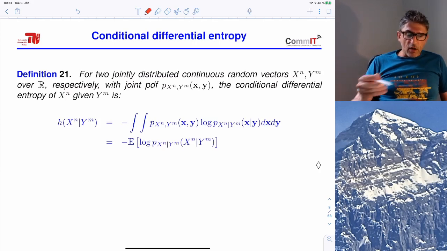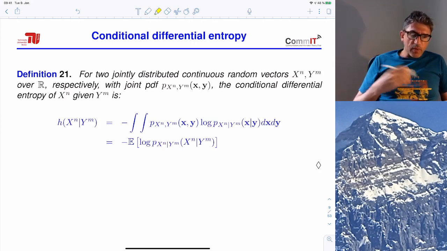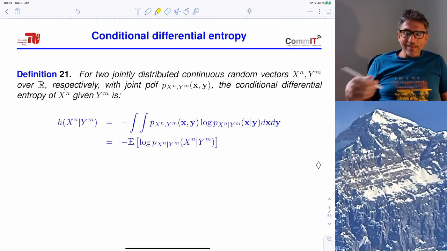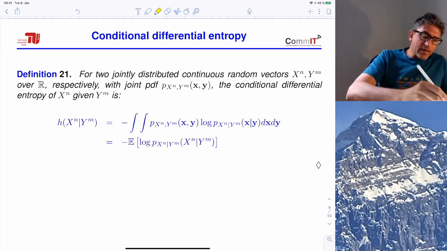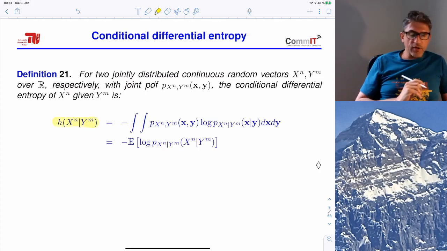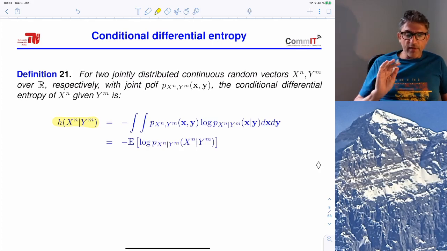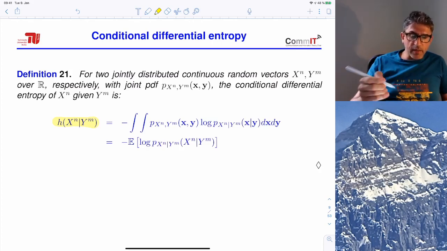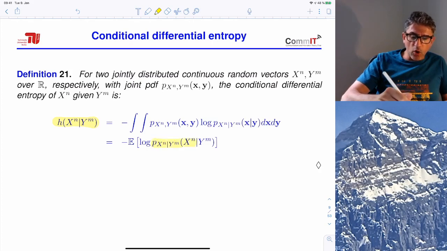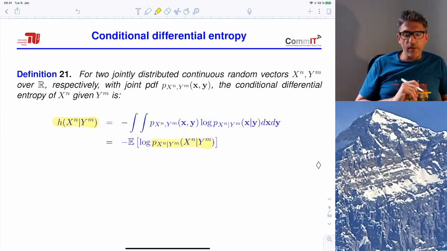So extending the concept that we have developed for entropy, we have similarly, for two jointly distributed random vectors x and y, we can define the conditional differential entropy of x given y, which is exactly the same definition. It's minus the expectation of the logarithm of the conditional density.